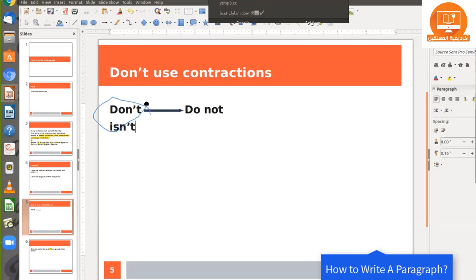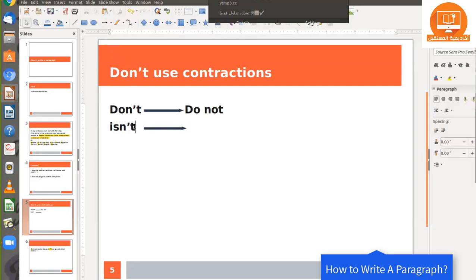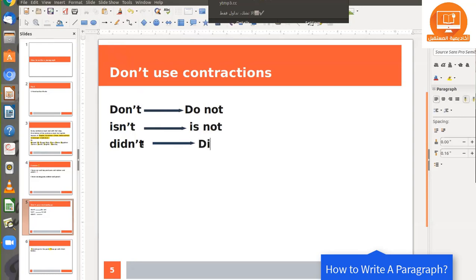So if there is "isn't", don't write it in the paragraph like "isn't". Write it like "is not". This is very important. "Didn't": don't write it in the paragraph, you must write "did not". Why? Because this is something formal. I always write it like this. No, it's better to write it like this. Don't, do not. Isn't, is not. Didn't, did not. So don't use contractions in the paragraph.